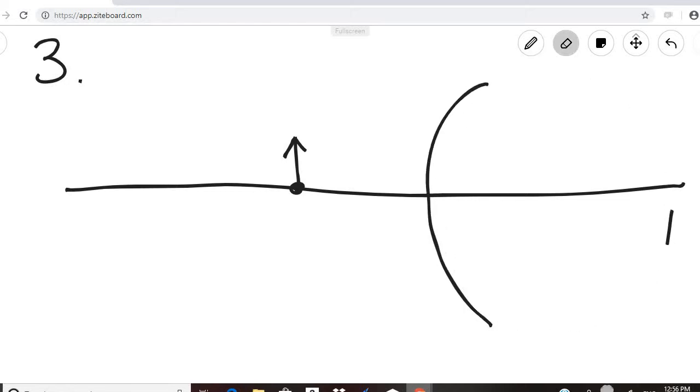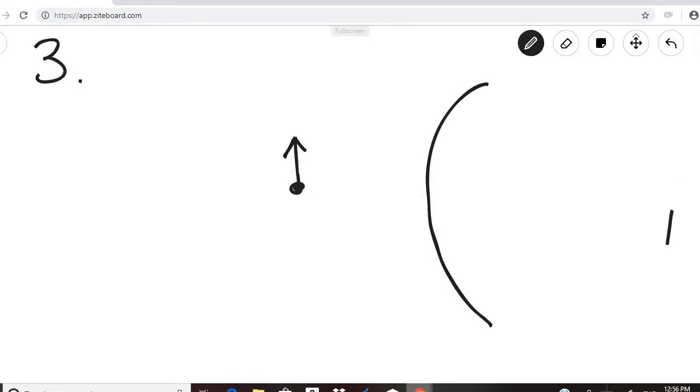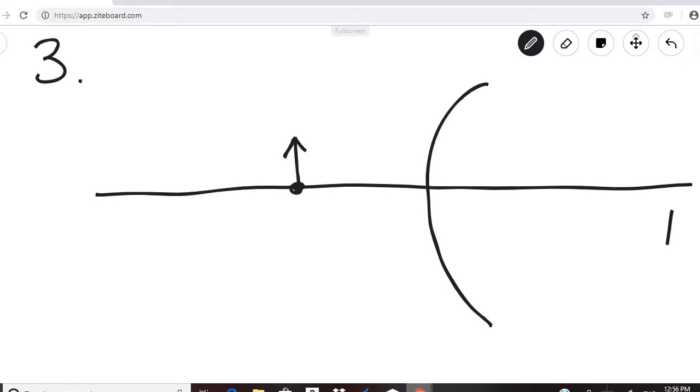Let's get rid of some of that. Okay, so the radius of curvature was 6, so we said that was 5, we'll make this 6, so that's R, and so F is half of that at 3.